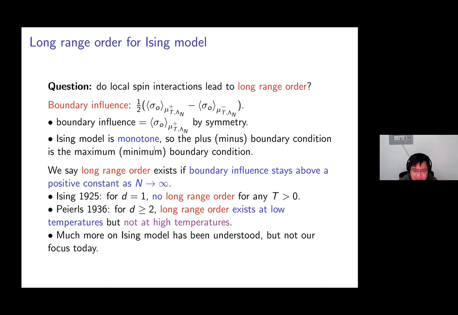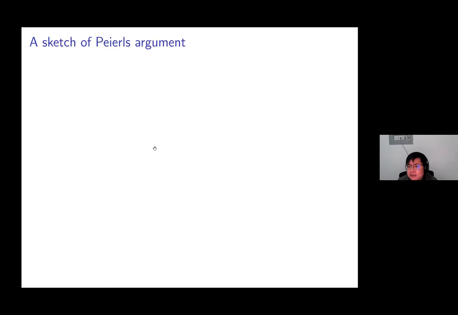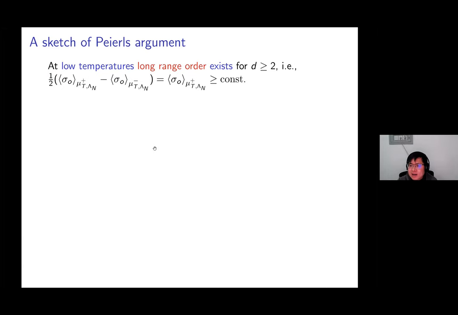I will not discuss all these results, and I will just focus on the behavior of the long range order for the Ising model. This is in general a review talk, but I would like to sketch the Peierls argument, because I think this is a very nice argument and probably can be used in some form elsewhere in your research. So I just want to sketch the argument, how to show that at a low temperature, there is long range order when dimension is two or above.